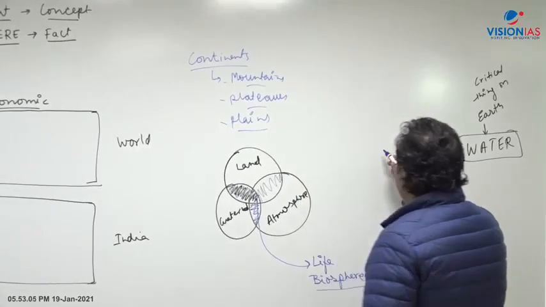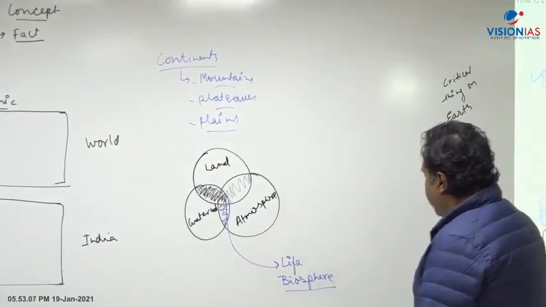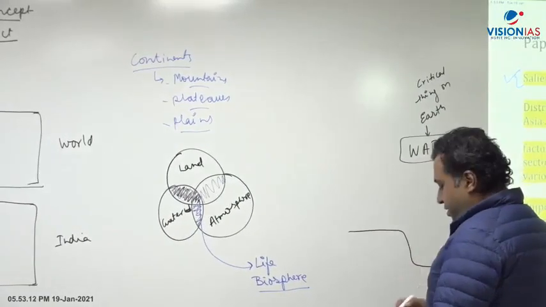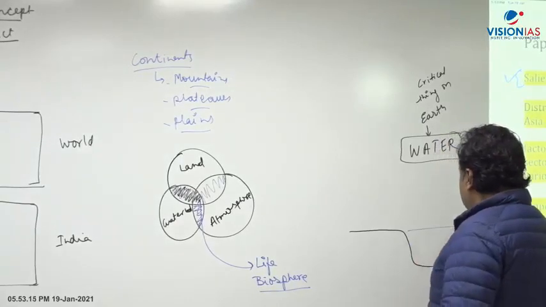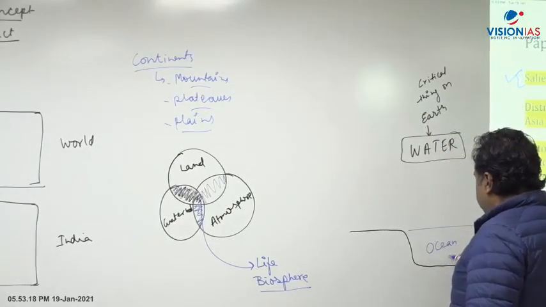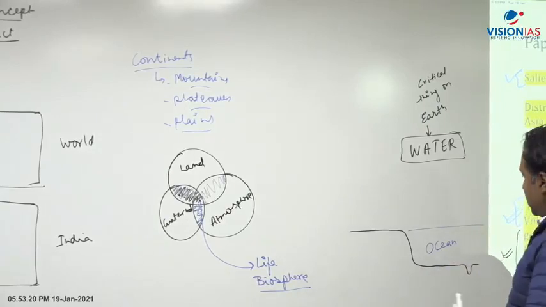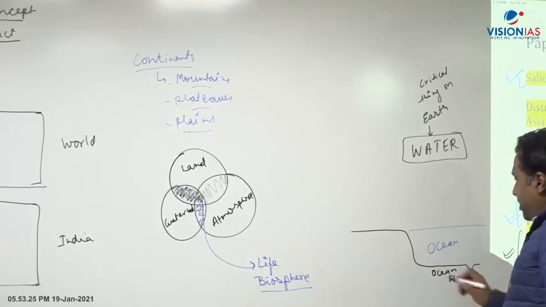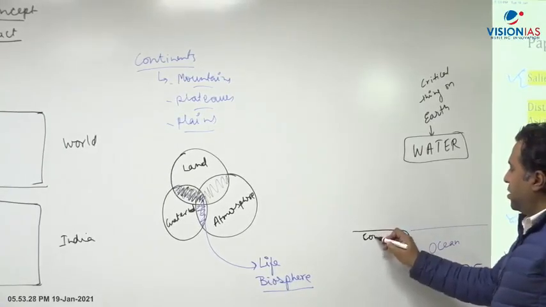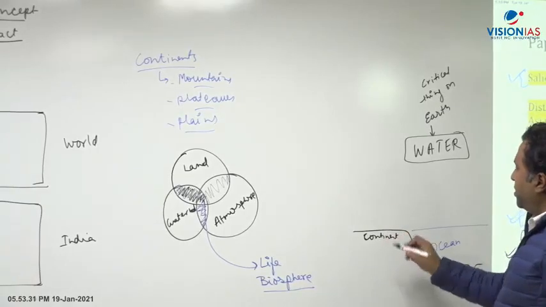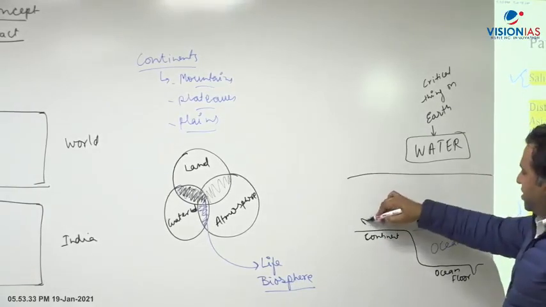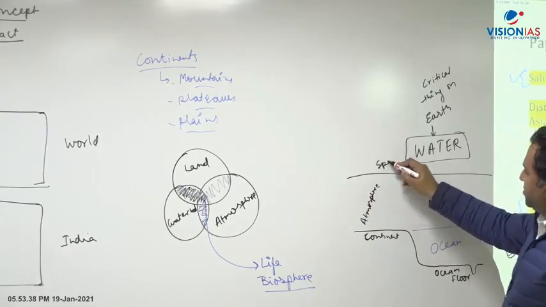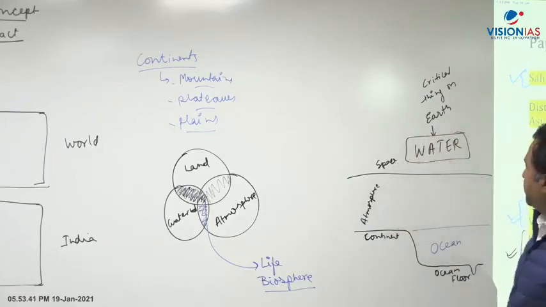And where does the sphere of life extend? If you see the land like this, and let us say this is the ocean floor, and this is the ocean. This is the continent. And let us say above this is your atmosphere. And let us say this is space. You have gone beyond.